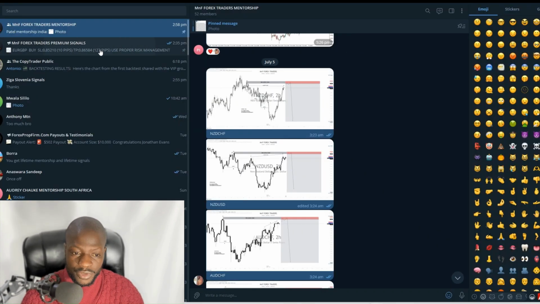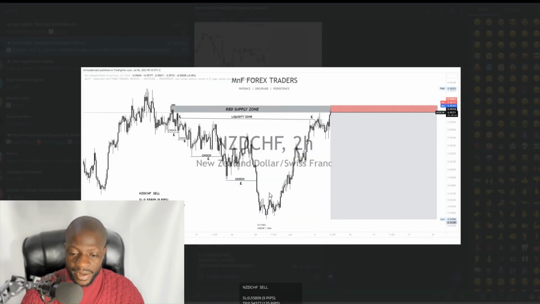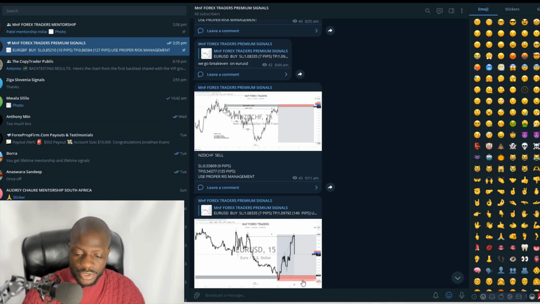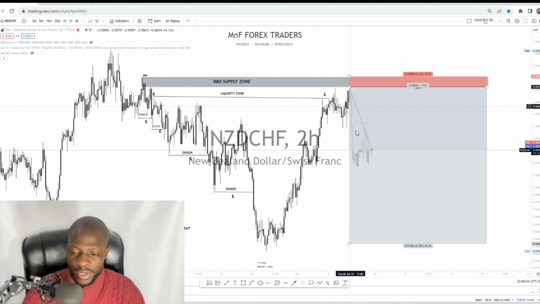Once the market came into our area, we were able to actually execute this trade. If you check our signals community, the market came to our level right there, and then guess what, we were able to take this trade. We shared this trade. The stop loss was 9 pips and the target was 135 pips. The market dropped really good. Let me just show you. The market dropped all the way to this level right here.